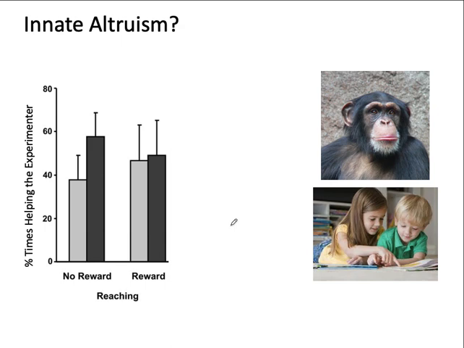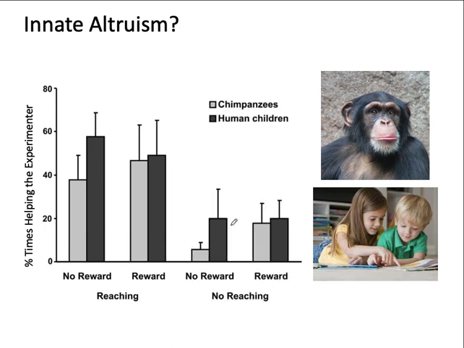However, when there's no reward for helping other individuals, chimpanzees are far less likely to cooperate, whereas humans are. So for humans, whether there's a reward or not, in the context of somebody dropping an object and reaching for it, they tend to help them get the object. Whereas chimpanzees are much more likely to help them if there's something in it for them immediately, an immediate reward.